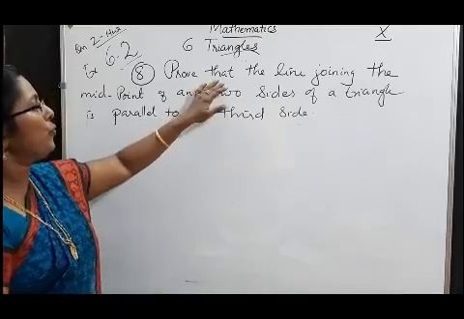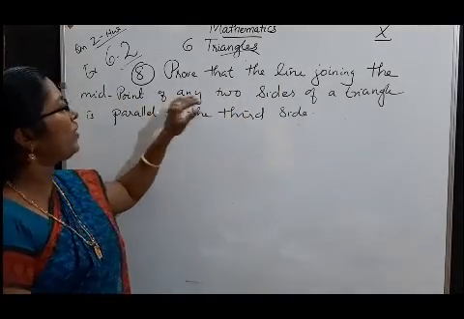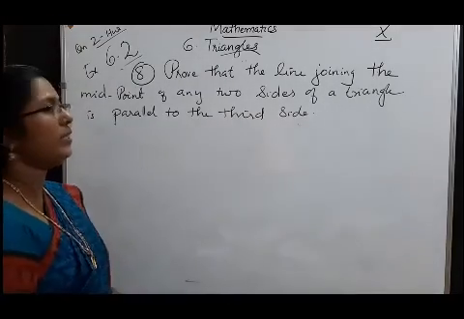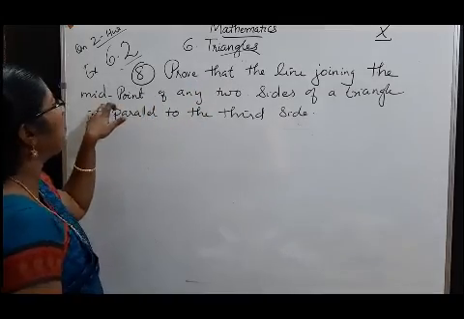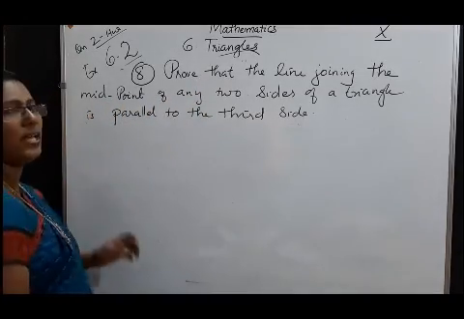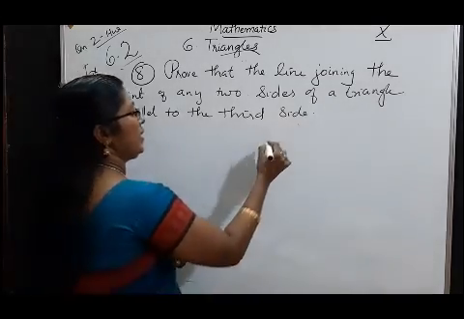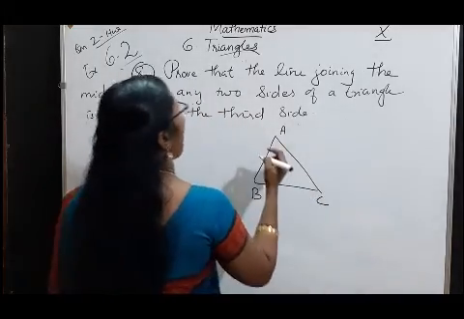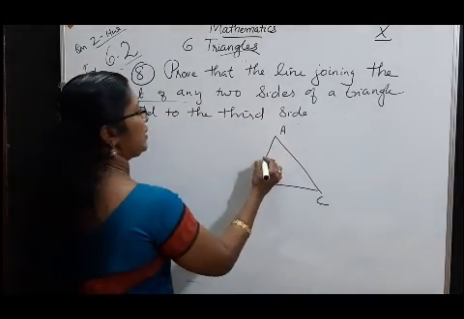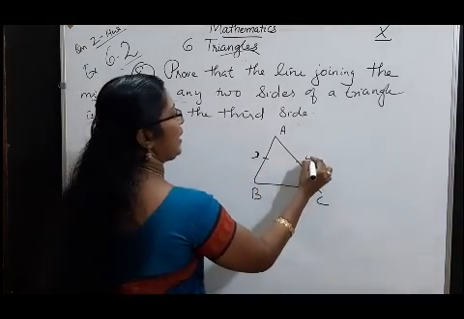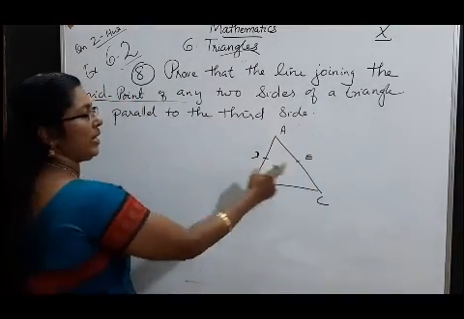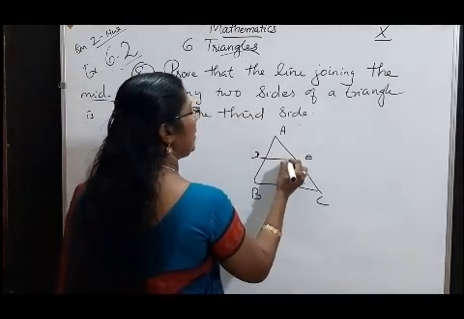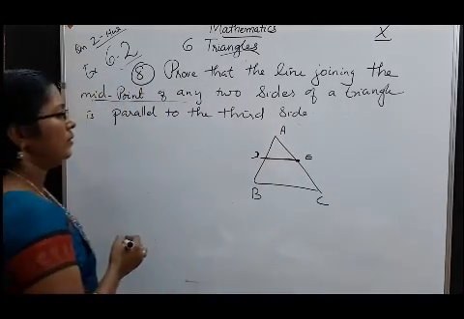Here the question: prove that the line joining the midpoint of any two sides of a triangle is parallel to the third side. Here the triangle ABC, and the midpoints of any two sides: D is the midpoint of AB and E is the midpoint of AC respectively. Join DE. Then we want to prove.